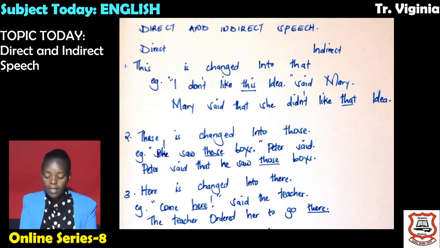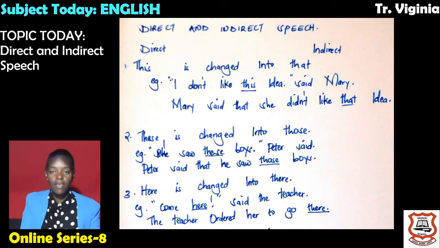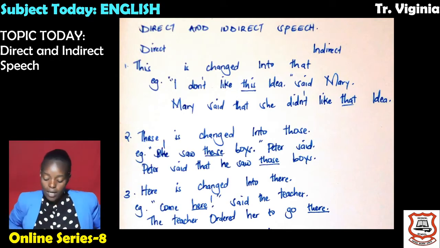Number three, "here" is changed into "there." An example of a sentence: "Come here," said the teacher. So into indirect speech, the teacher ordered her to go there.